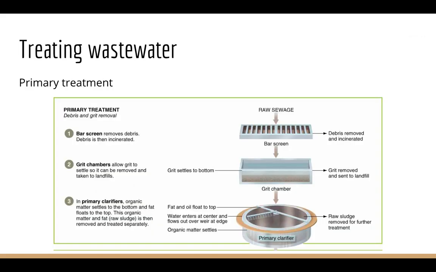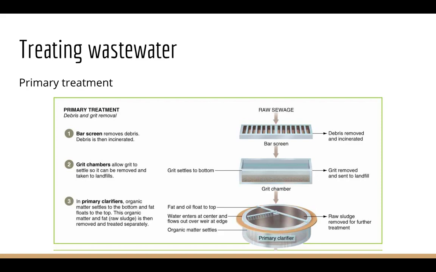So when you treat wastewater, when the wastewater comes into this plant, there's two main stages. First is primary treatment, and then we'll go into secondary treatment. So the primary treatment is mainly to get rid of the chunky stuff, right? So you want to get rid of the debris and grit.